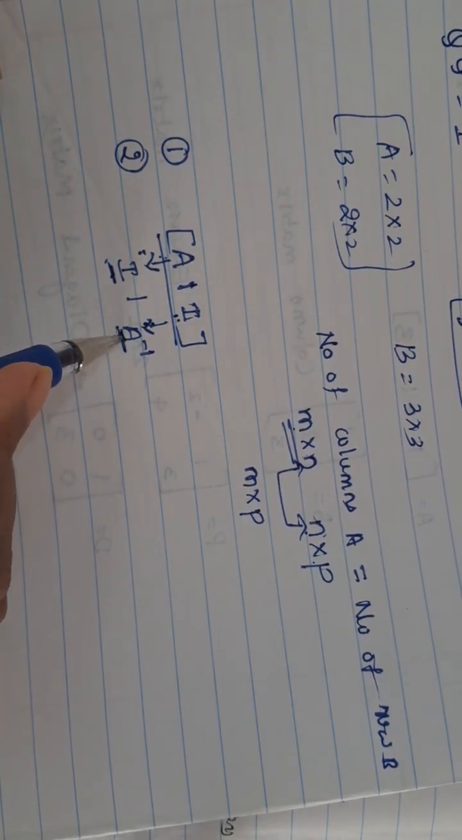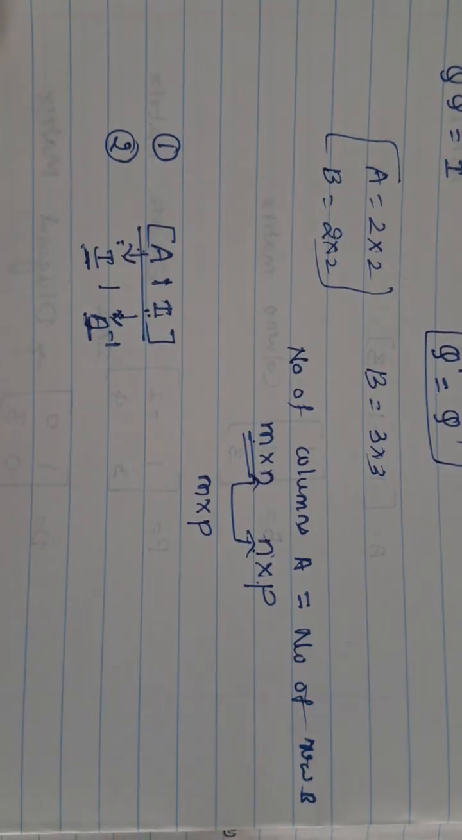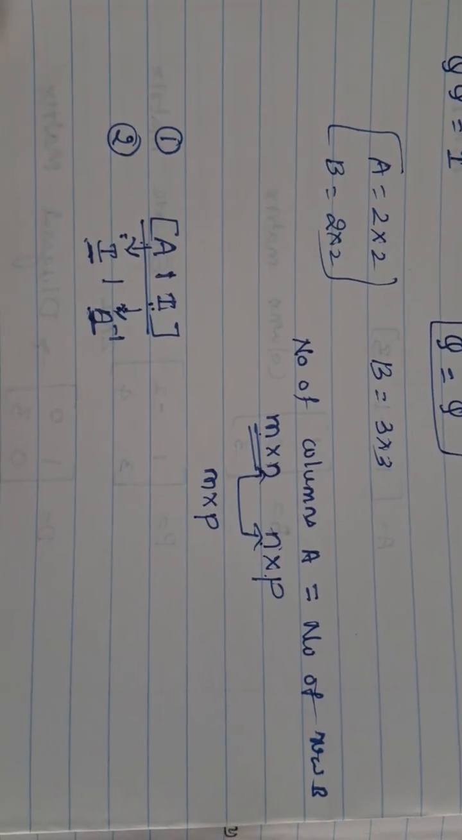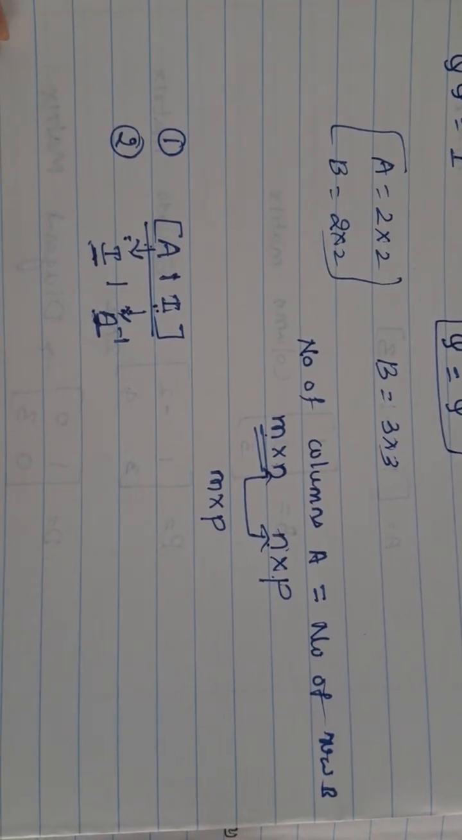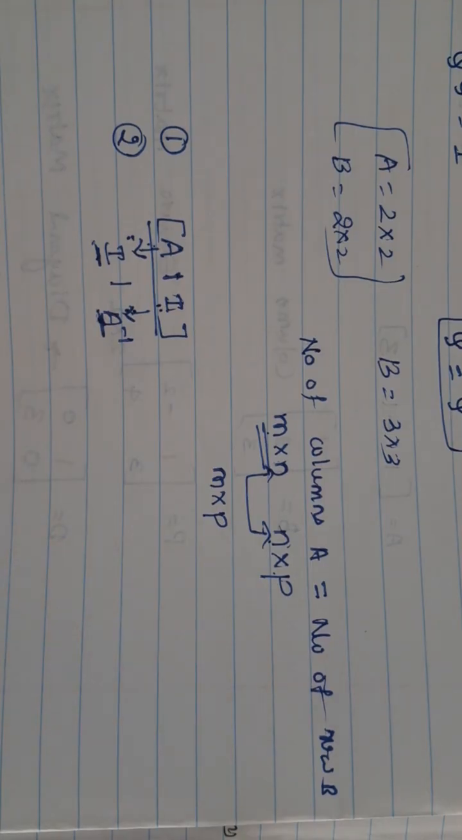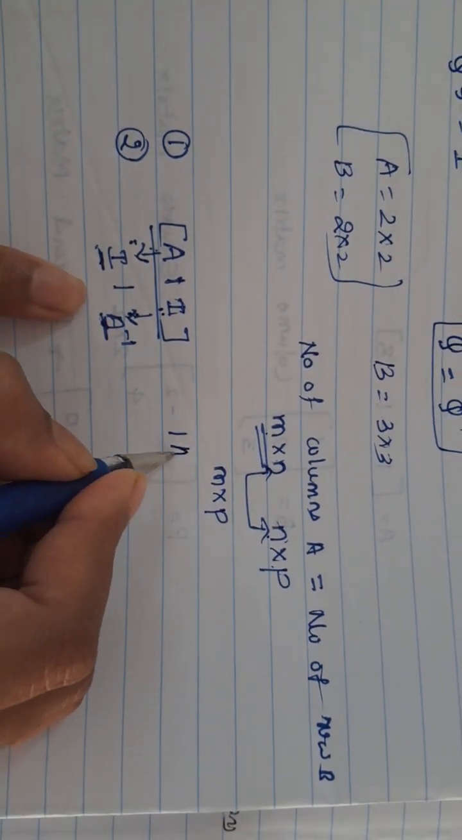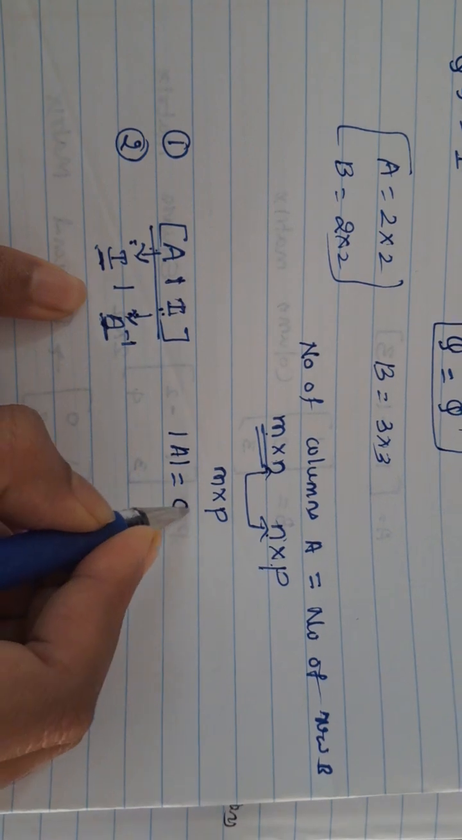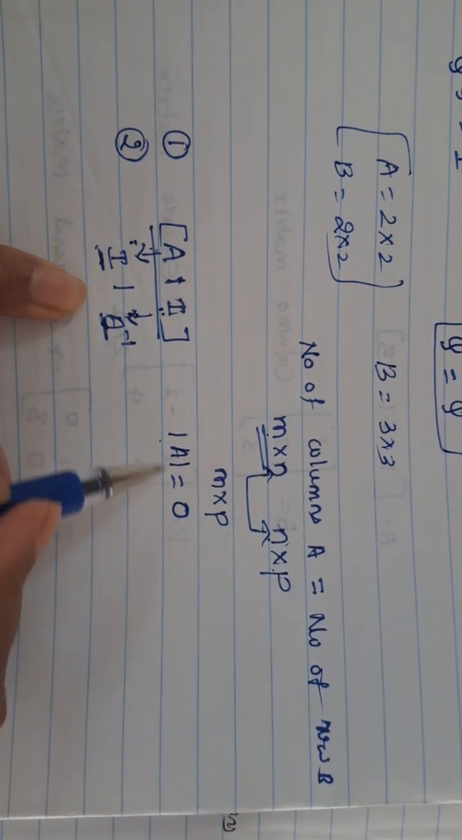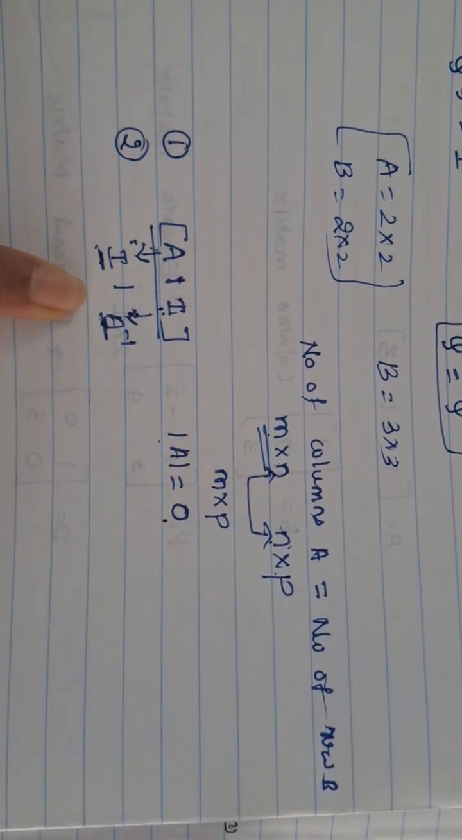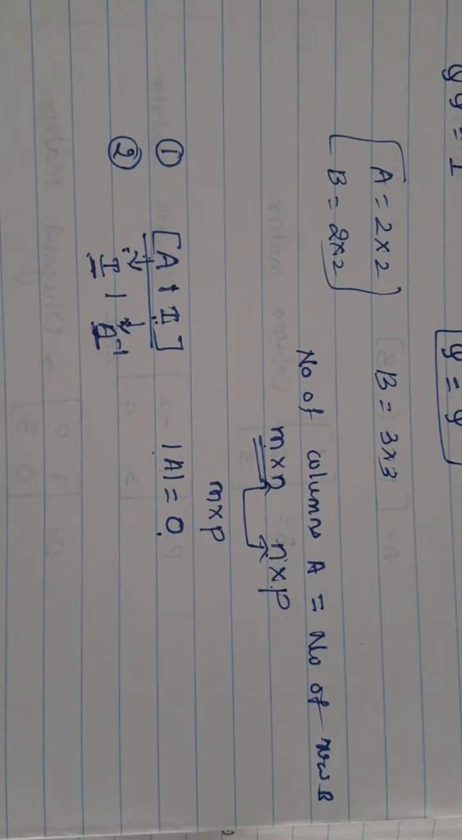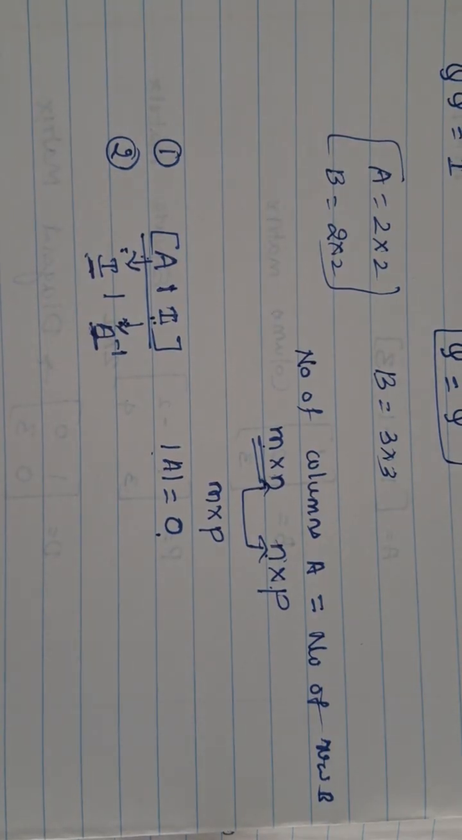That will be your A inverse. Now the important question here is: is it possible to have the inverse for every matrix by this method or any method? As we know, if the determinant of a given matrix is equal to 0, we call such a matrix a singular matrix, and we will not have an inverse for those matrices.